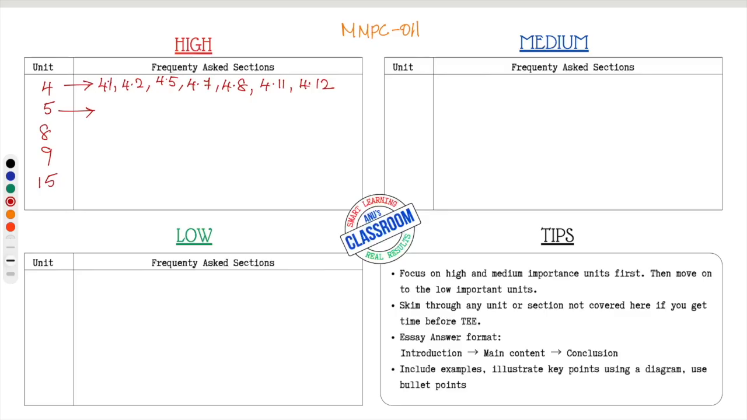Okay. Similarly, Unit 5, that is learning and behavioral modification. In this, focus on 5.1, 5.4, 5.5, 5.9, 5.11 and 5.12 first before going for any other section. From Unit 8, Group Dynamics and Team Building, focus on 8.2, 8.3, 8.4, 8.5, 8.6 and 8.7. So basically 8.2 through 8.7 all are important.